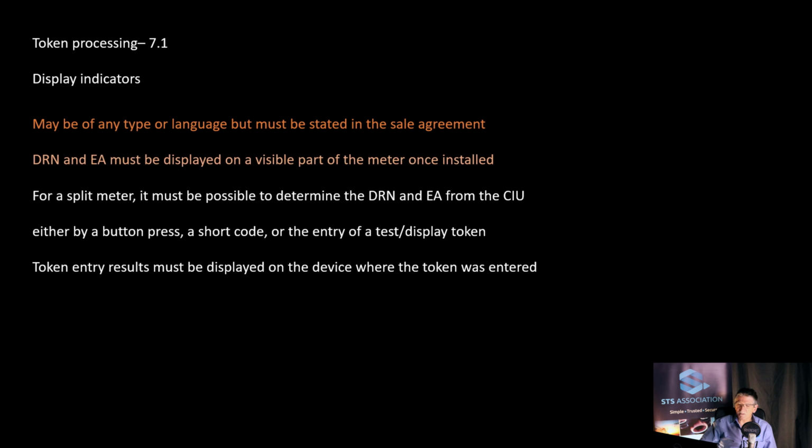The DRN and EA must be displayed on a visible part of the meter once installed. And that's important to note, please. Don't put it on the back of a meter, install it, and then you can't see it. For a split meter, it must be possible to determine the DRN and EA from the customer interface unit either by a button press, a shortcode, or the entry of a test display token. Token entry results must be displayed on the device where the token was entered. So it's pointless having a CIU, you enter a 20-digit token, and the meter sitting on top of a pole has a display and it shows the message.